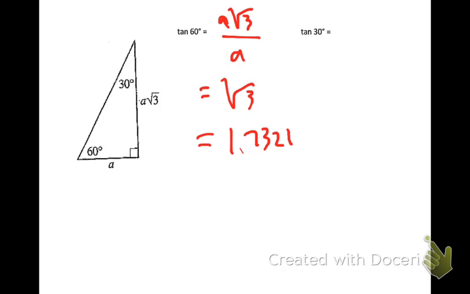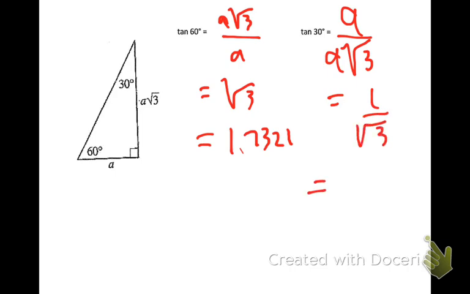Tan of 30 degrees. The tan of 30 degrees is what, Nina? A over A radical 3. Right, it's A over A radical 3, opposite over adjacent. So it's going to equal 1 over radical 3, which is equal to 0.5774.